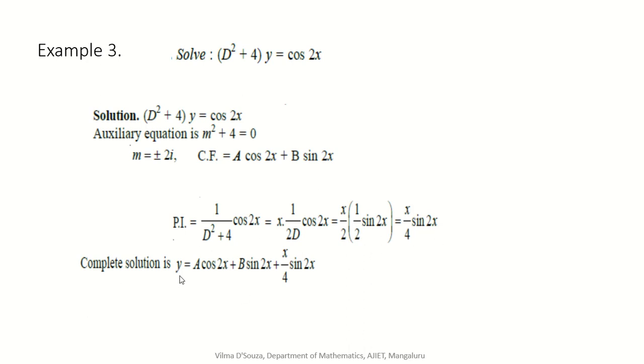So what is the complete solution? Y is equal to CF plus PI, or you can denote it as yc and yp. So y is equal to A cos 2x plus B sin 2x plus x by 4 sin 2x. Instead of A and B, you can use the constants C1 and C2 also.